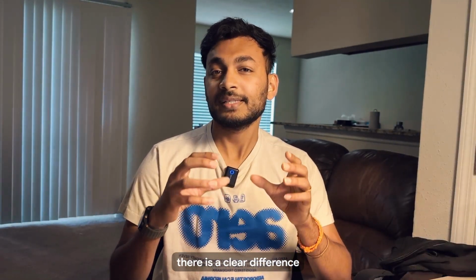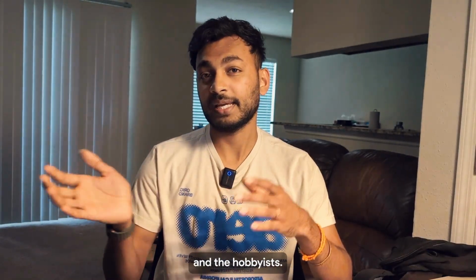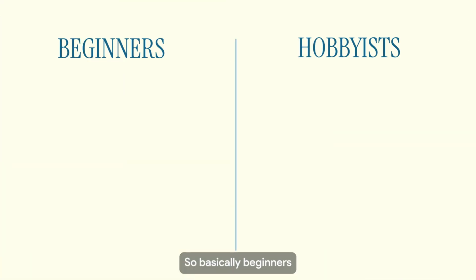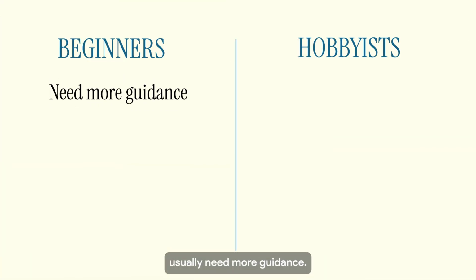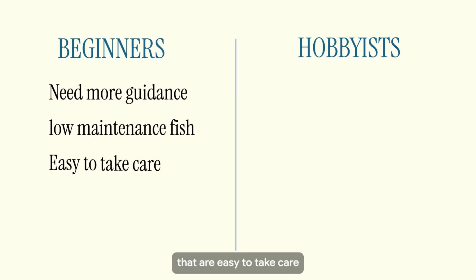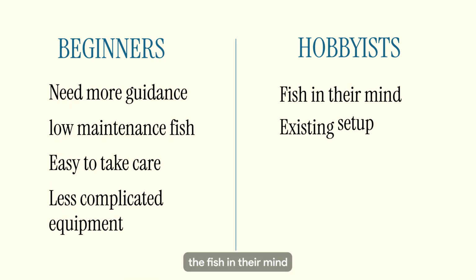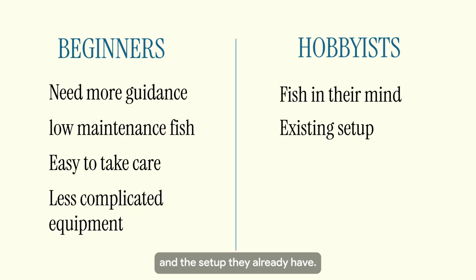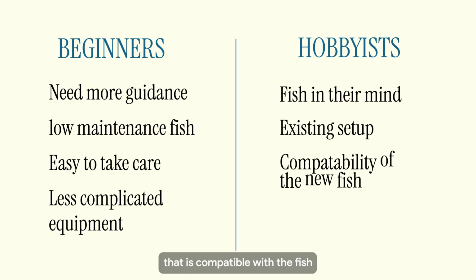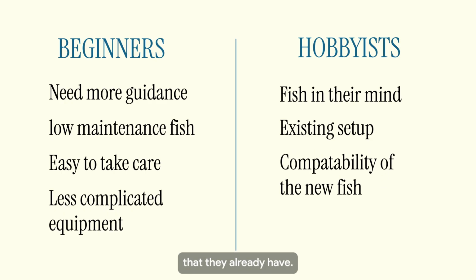As you can see, there is a clear difference between beginners and hobbyists. Beginners usually need more guidance, so the owner tries to recommend low maintenance fish that are easy to take care of and don't require any complicated equipment. On the other hand, hobbyists come with the fish in mind and the setup they already have, and their main concern is that they want a fish that is compatible with the fish they already have.